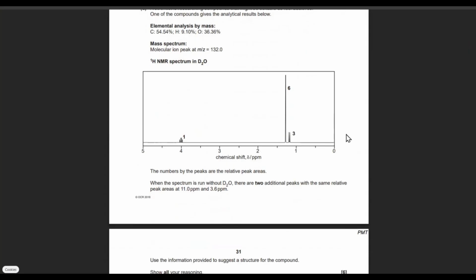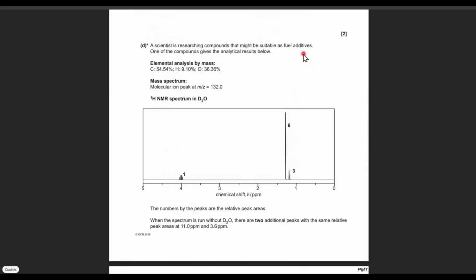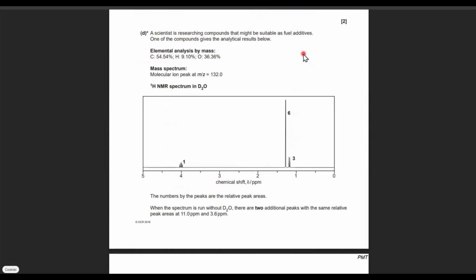The numbers next to the peaks are the relative peak areas. And then they said they ran the spectrum without D2O after, and 2 additional peaks appeared. Use the information provided to suggest the structure of the compound. So we're going to use all of this info, and it's a fat 6 marker.